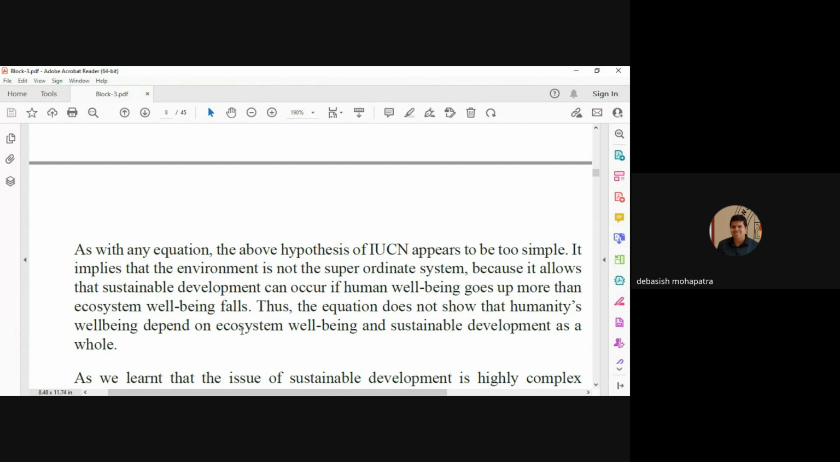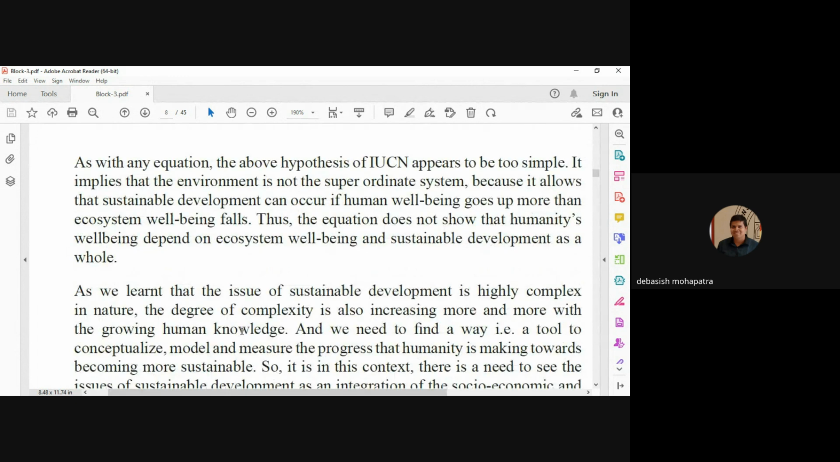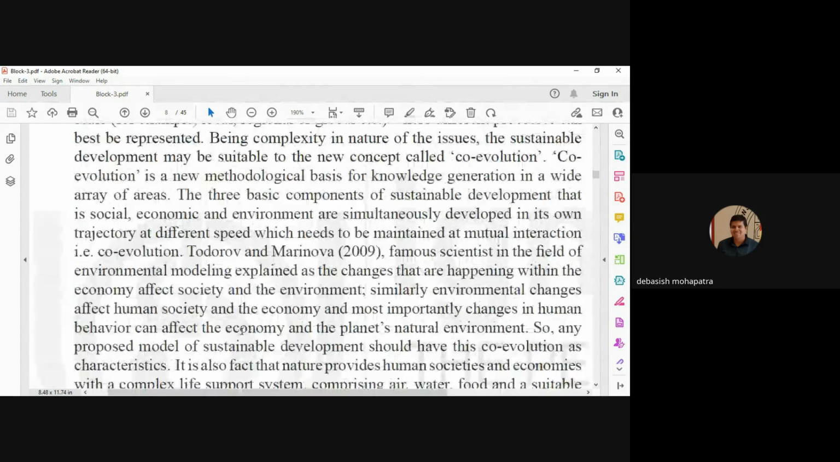So as with any equation, the above hypothesis of IUCN appears to be too simple. This implies that the environment is not the superior system, but it allows that sustainable development can occur if human well-being goes up more than ecosystem well-being falls. Thus, the equation does not show that human well-being depends on ecosystem well-being and sustainable development as a whole. Okay, both well-being of human and ecosystem will lead to sustainable development.